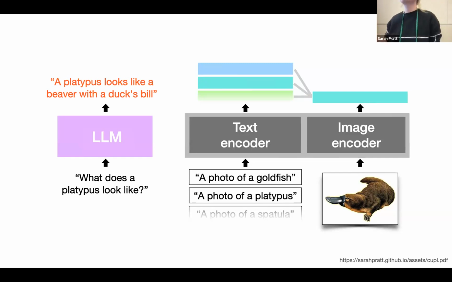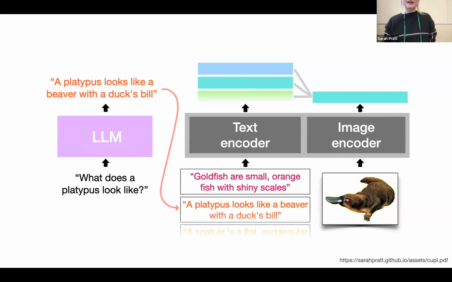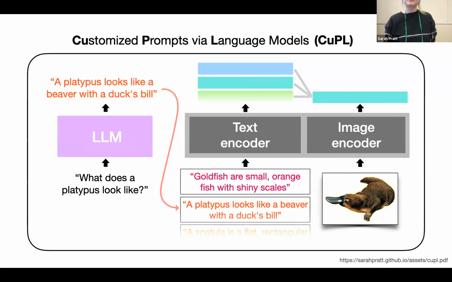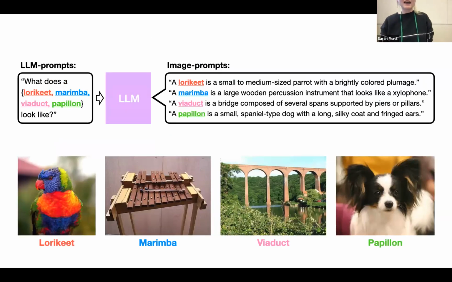So what does a platypus look like, or what does a whatever look like? And it will output some description. For example, a platypus looks like a beaver with a duck's bill. And we're just going to replace our handwritten templates with the output of our LLM. We call this method customized prompts via language models, or CuPL for short. And as you can see, when we ask an LLM to describe our ImageNet categories, we get rich visual descriptions that contain much more information than those original templates.